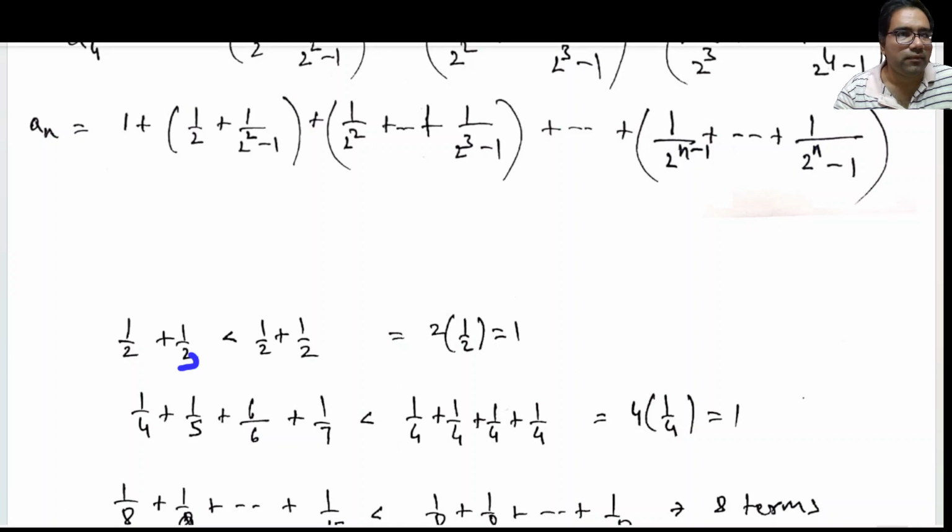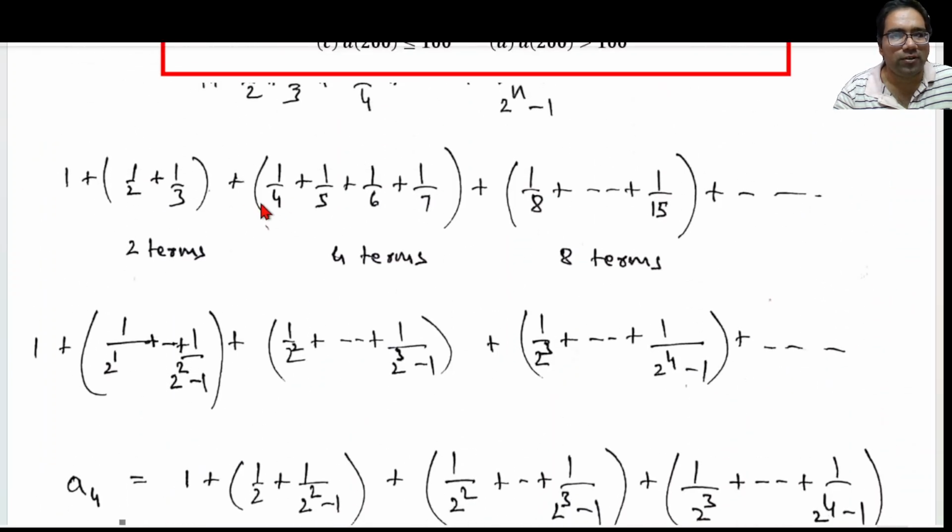Similarly, if we take these four terms, 1 by 4 plus 1 by 5, 1 by 6, 1 by 7, these will be less than 1 by 4 plus 1 by 4 plus 1 by 4 plus 1 by 4. If we replace these 3 with 1 by 4, obviously 1 by 4 is greater than these 3. What does that mean? These 4 together will be less than 4 times 1 by 4, which is equal to 1. These 2 together will be less than 2 times 1 by 2, which is equal to 1. 1 by 3 is less than 1 by 2.